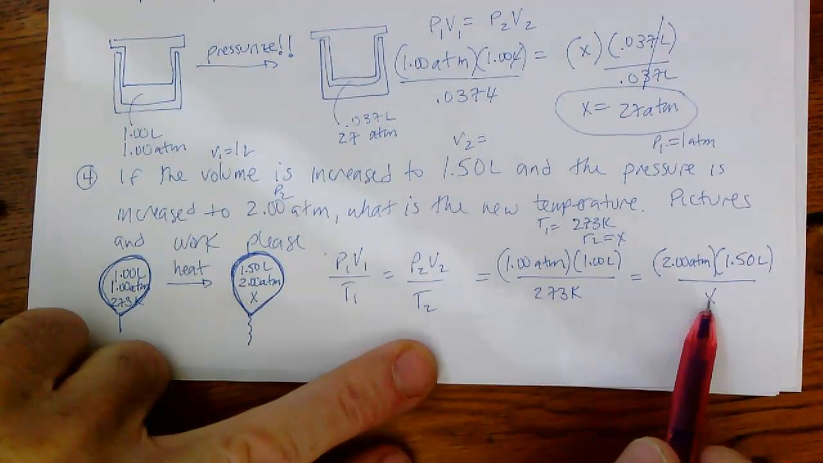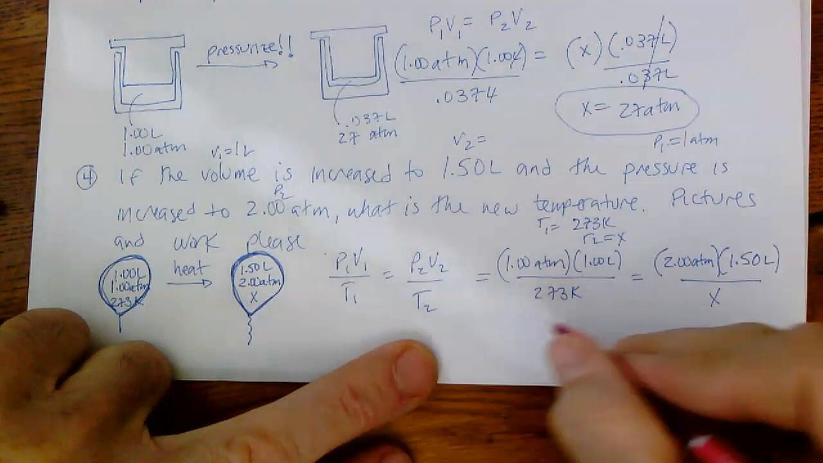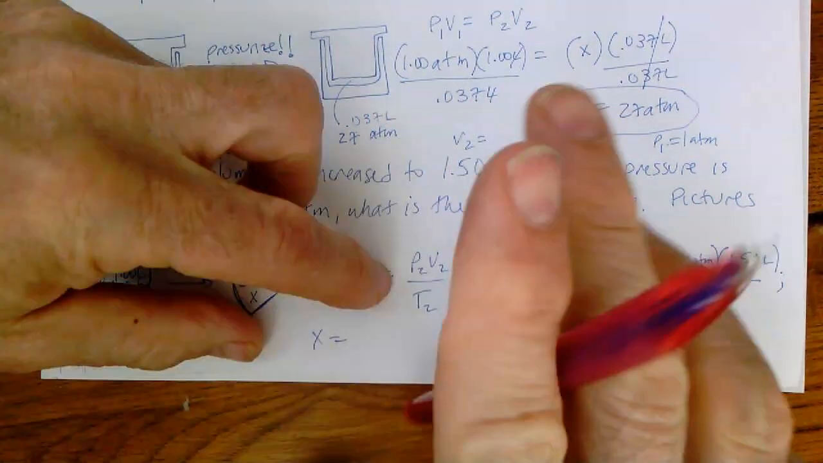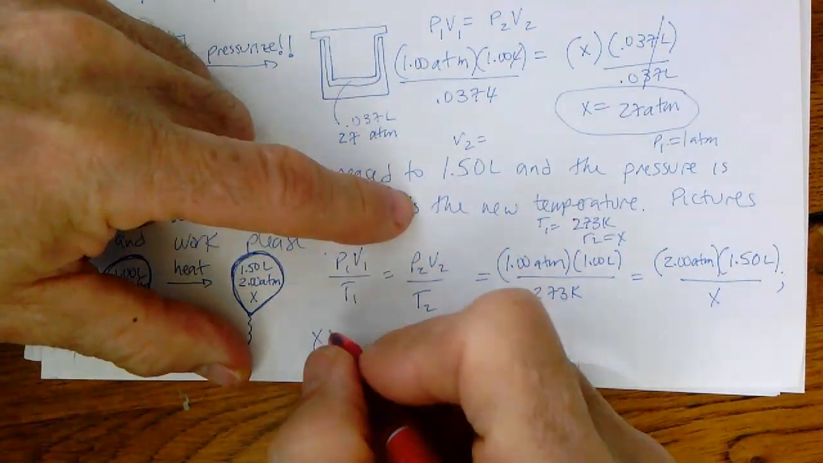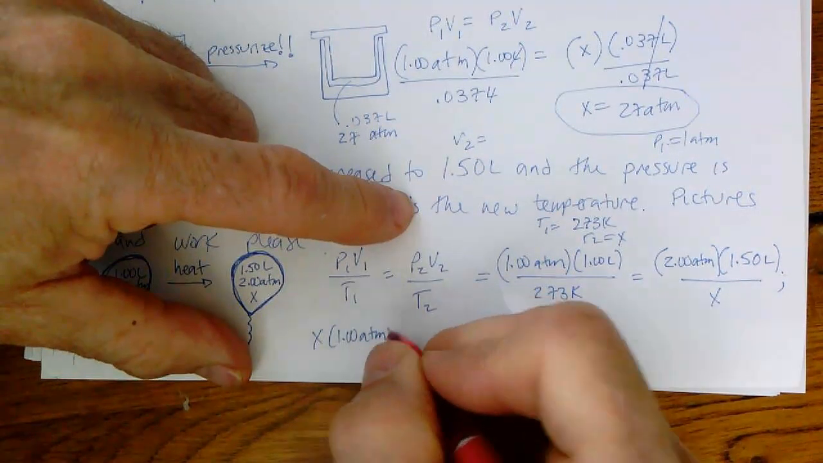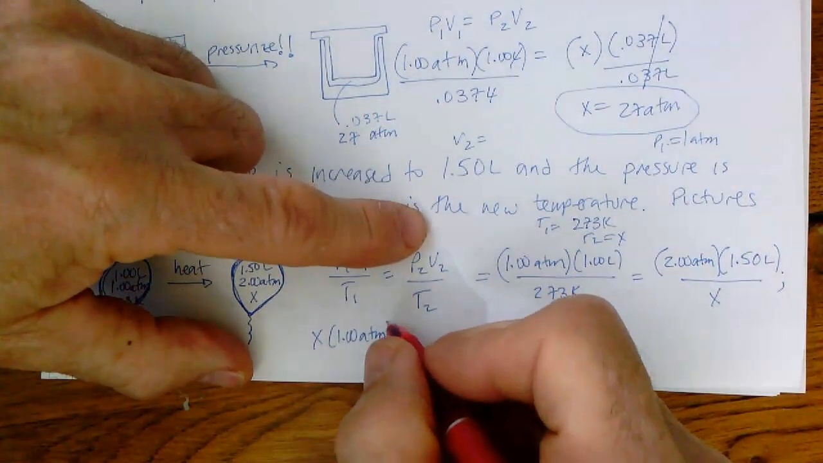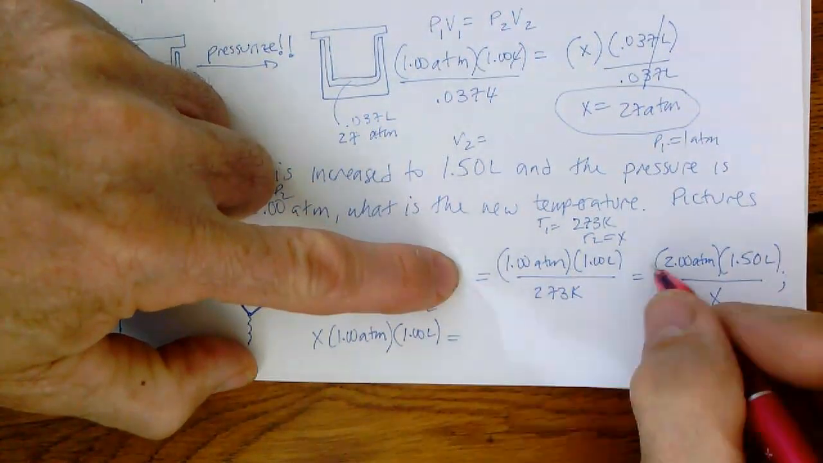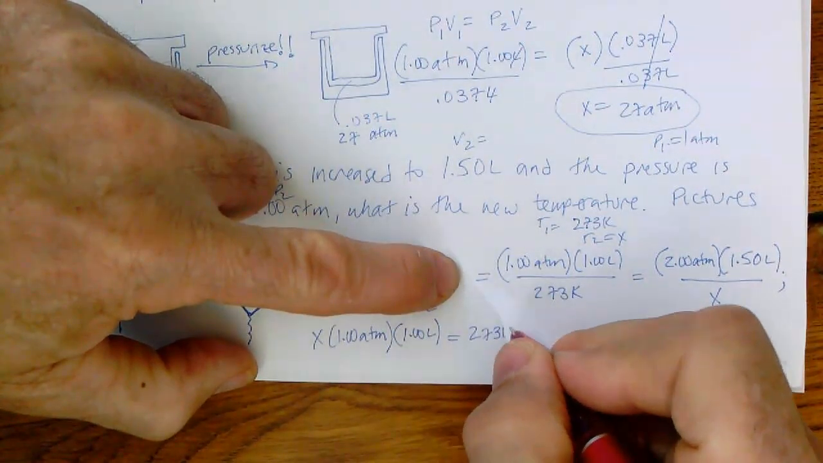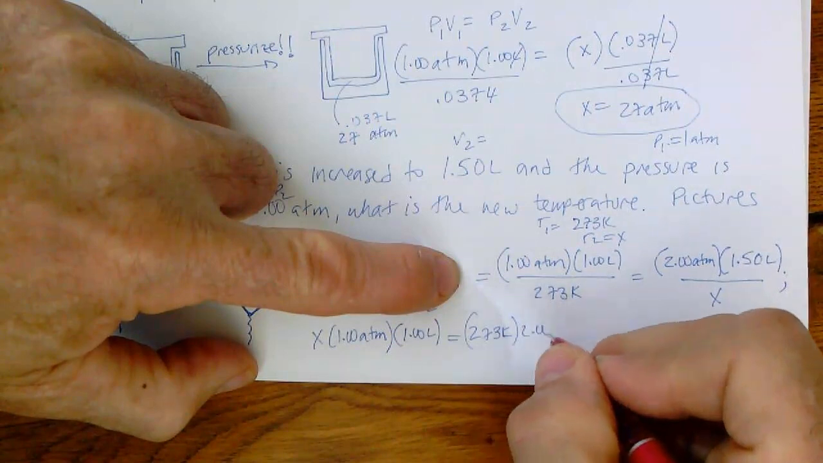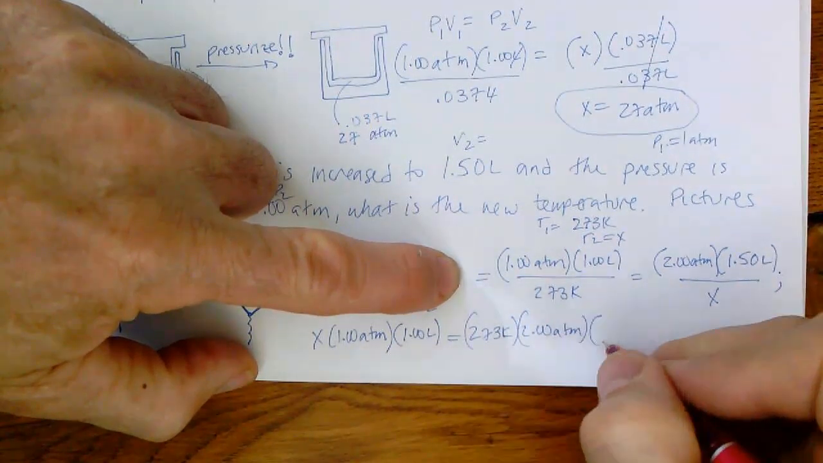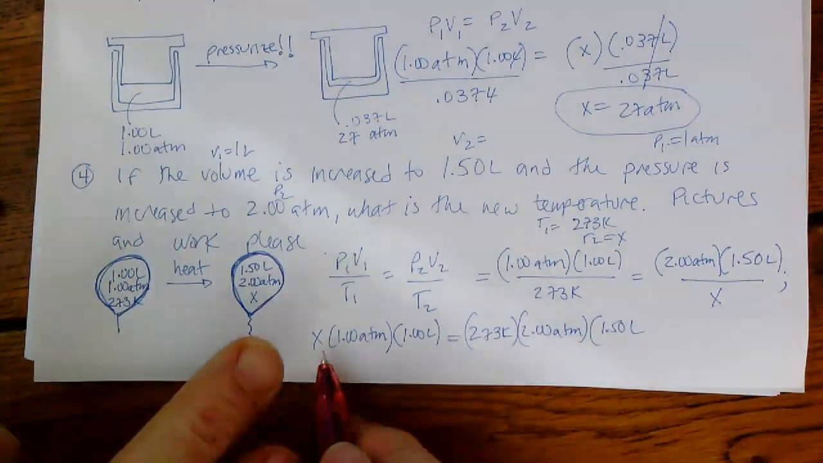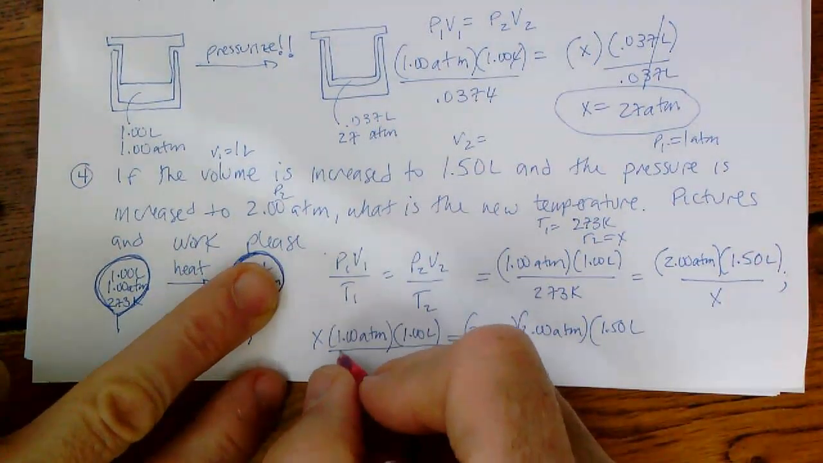So let's cross multiply. This times this equals that times that. X times 1.00 atmosphere. I know some of you would just say it's 1 times 1, I'll skip the whole thing, but I like writing my units. Times 1.00 liters is equal to, this thing crisscross, 273 Kelvin times 2.00 atmospheres times 1.50 liters. Is that still showing up? Yes, it is. And I need to isolate X, so let's divide both sides by that whole thing.